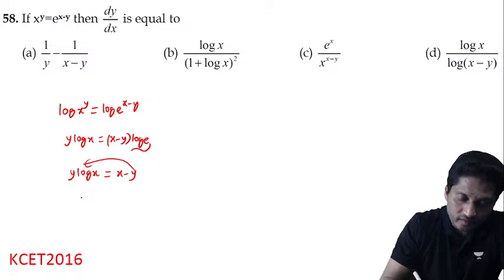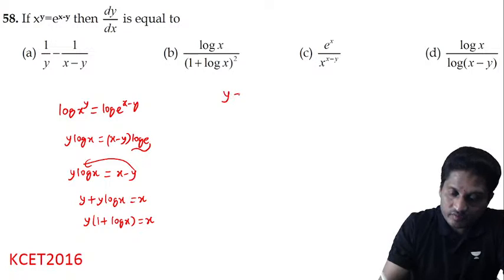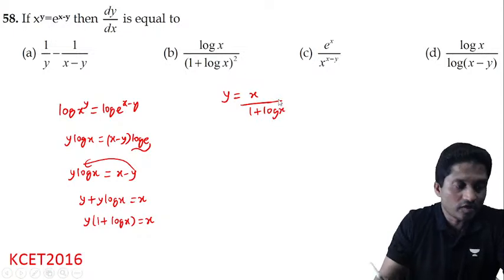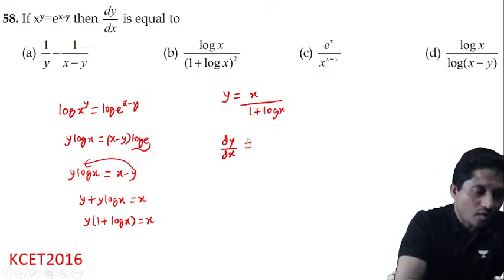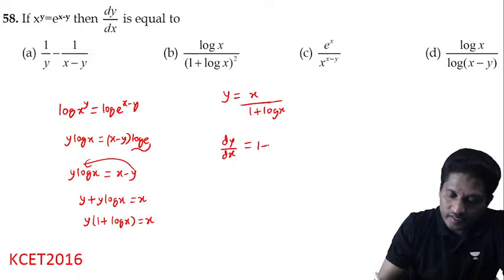Shift on the left side, you will get y plus y into log x is equal to x. I take y common. 1 plus log x is equal to x. So I get y is equal to x divided by 1 plus log x. I just wrote y as a function of x. Now if I differentiate, dy by dx is equal to v into u dash minus u into v dash divided by v square.